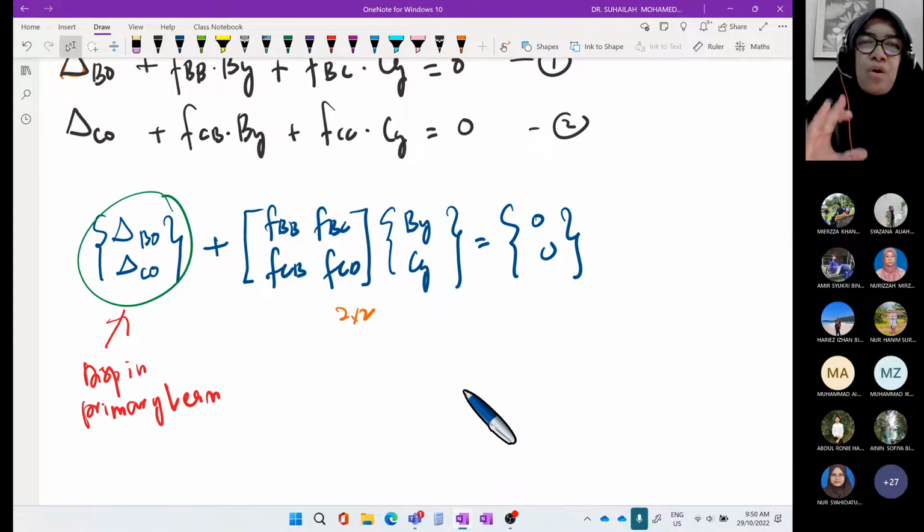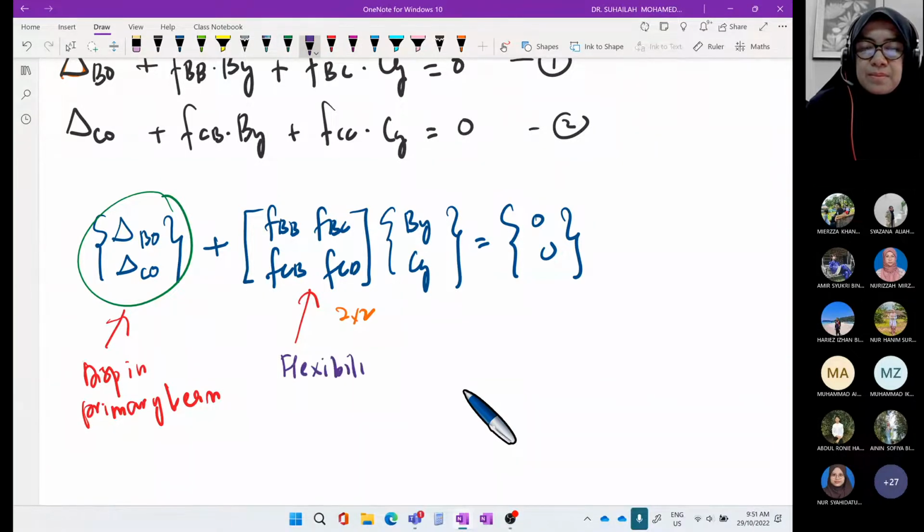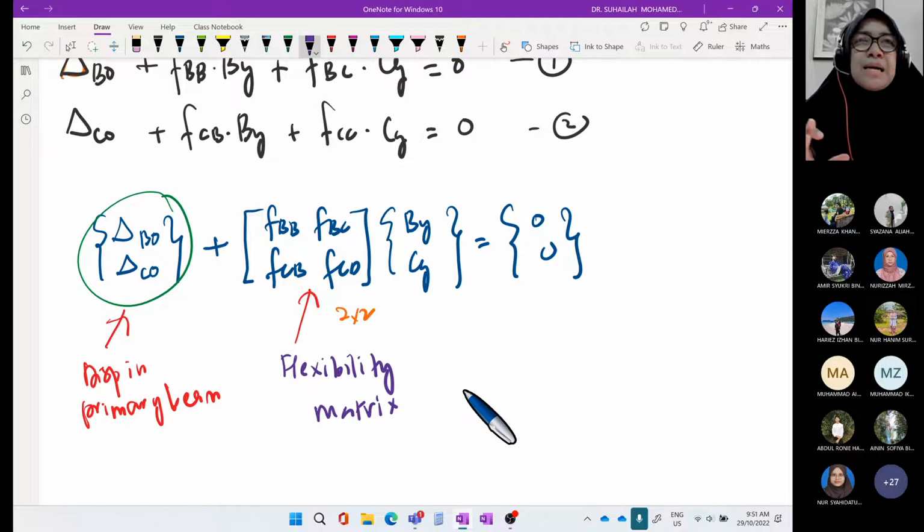And then we group for F, which comes from the two redundant system. We get 2 by 2 because there are two redundant. If we have 3 redundant, we will have a 3 by 3 matrix. And this group of matrix is called the flexibility matrix. The matrix must have the matrix characteristic. Matrix will always have the matrix characteristic. And the matrix characteristic is symmetry.